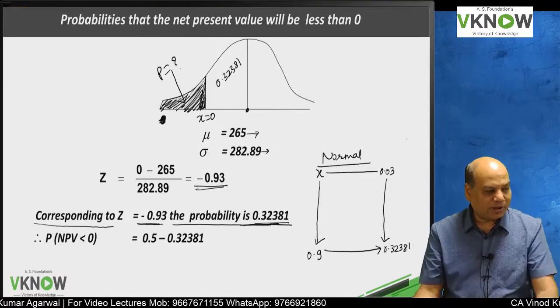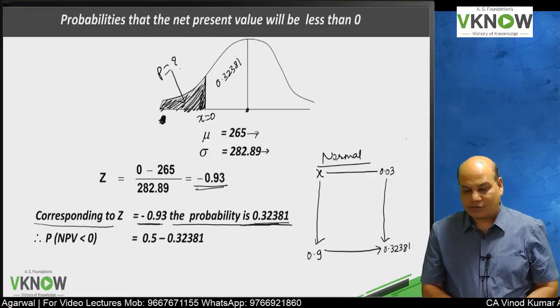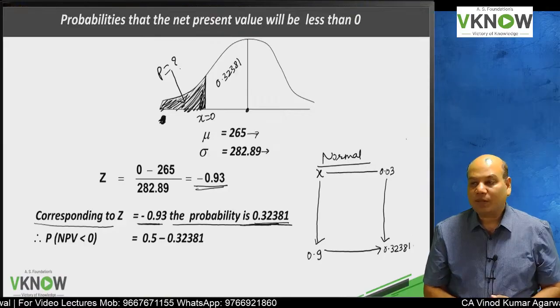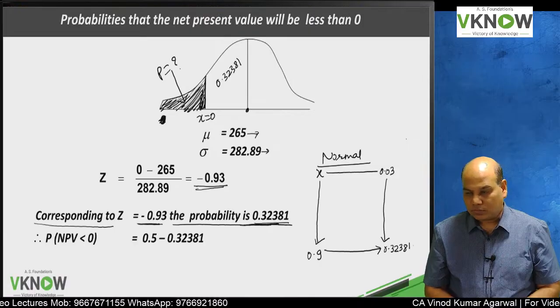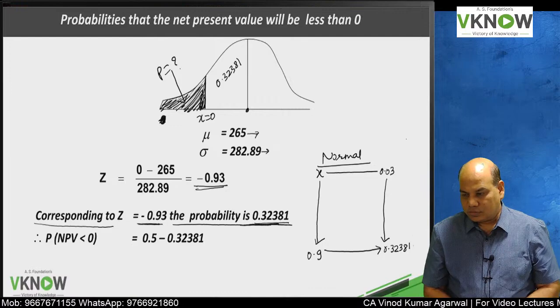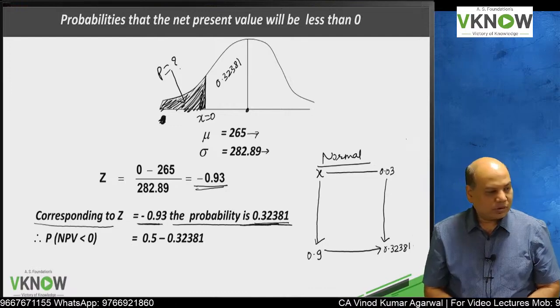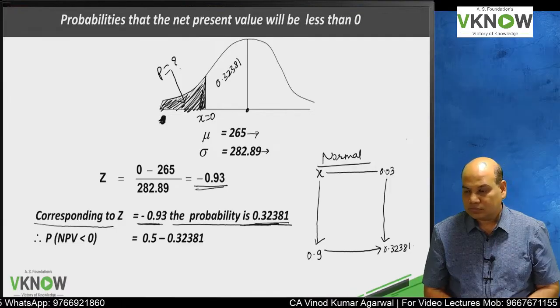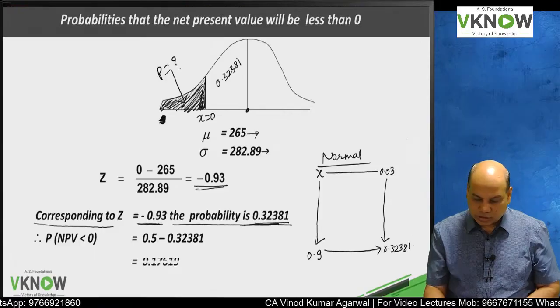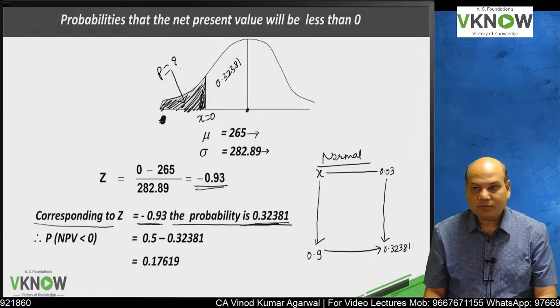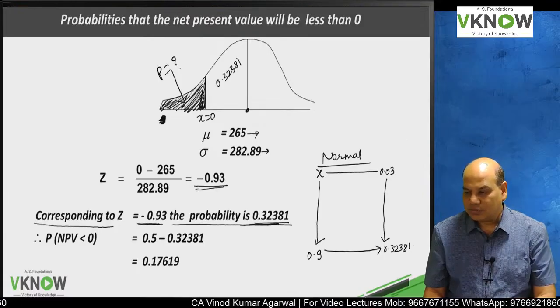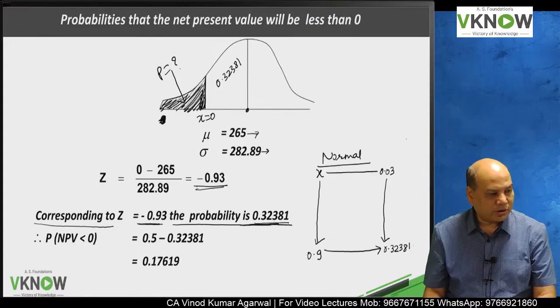I will write: probability NPV less than 0 is 0.5 minus 0.32381. And that is equal to 0.17619.